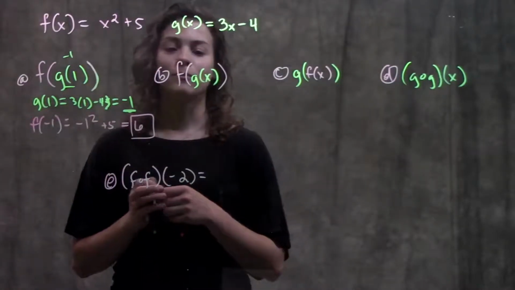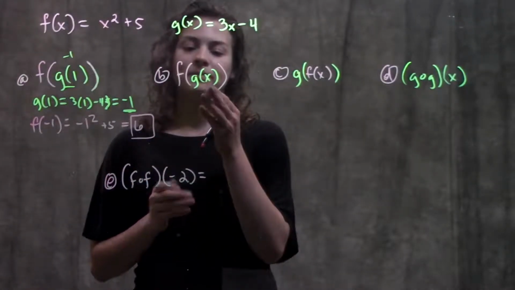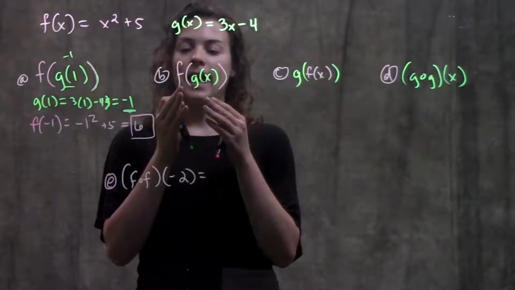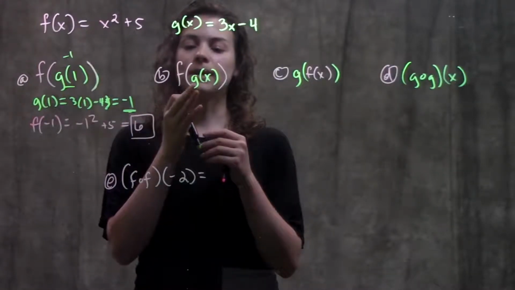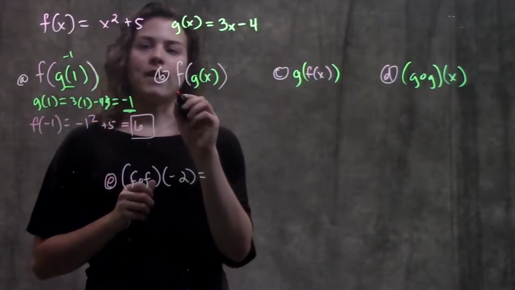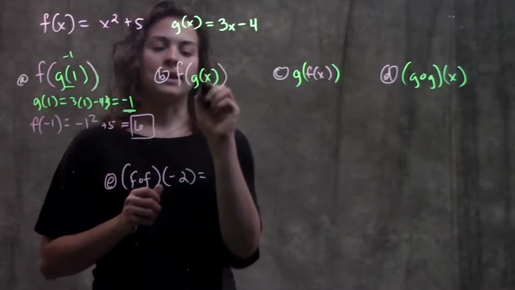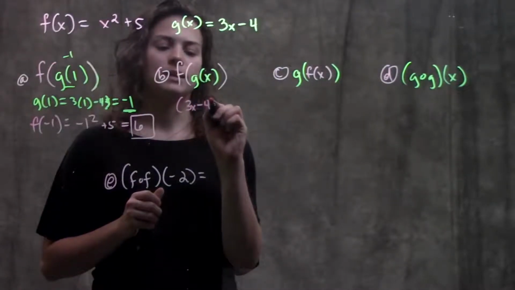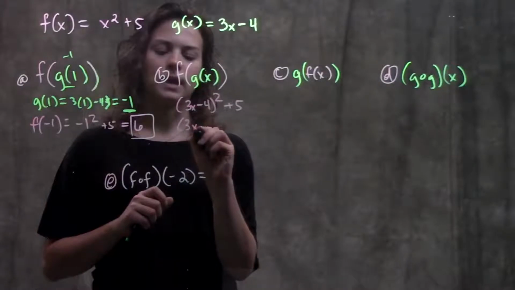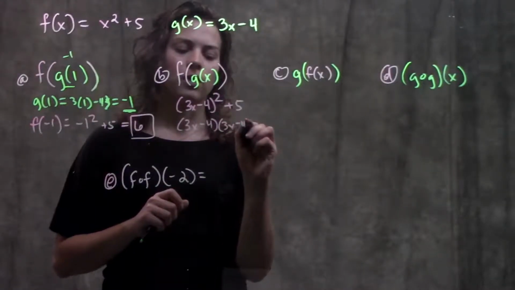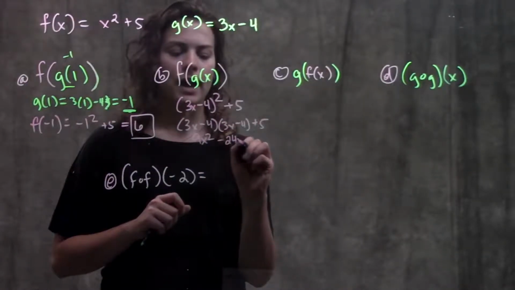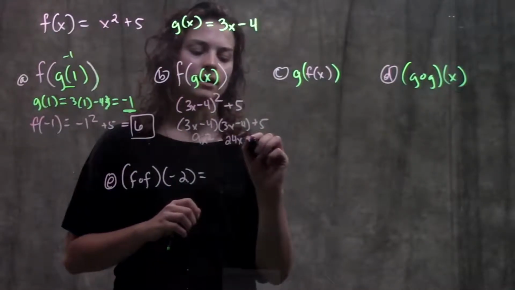All right, moving on to part B, we're going to do the same thing. So we start with the inside. Inside is just g of x, what we already have. So now we say, all right, wherever we see an x in our outside function f of x, instead of plugging in x, I'm going to plug in my function g of x. So now I have x squared, but I'm going to square my entire function g of x. So this becomes 3x minus 4 squared plus 5. And you can go ahead and simplify this out. This will become 3x minus 4 times 3x minus 4 plus 5. And when you solve all this out, you'll get 9x squared minus 24x plus 16 plus 5, which gives us 9x squared minus 24x plus 21.